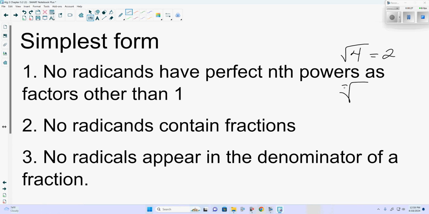Because the same thing is true. We can't leave it as, say, the cubed root of 8, or any of these powers. If it reduces, we have to reduce it. Second one, no radicands can contain fractions.